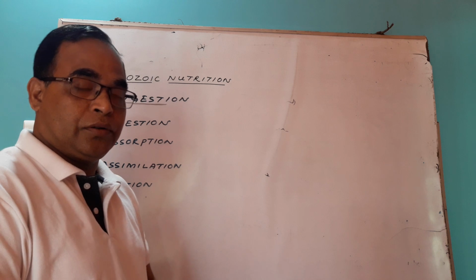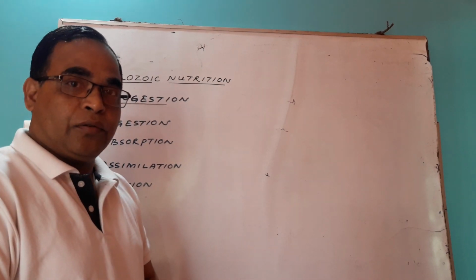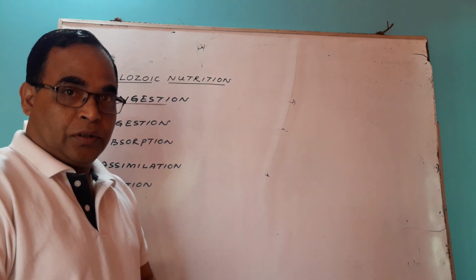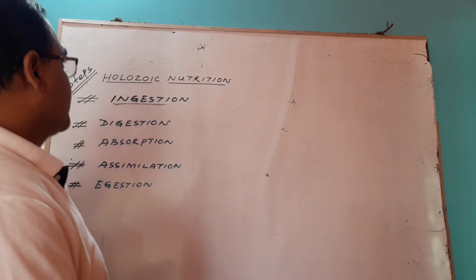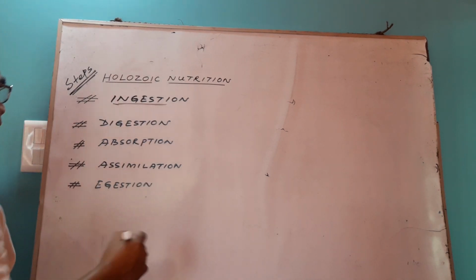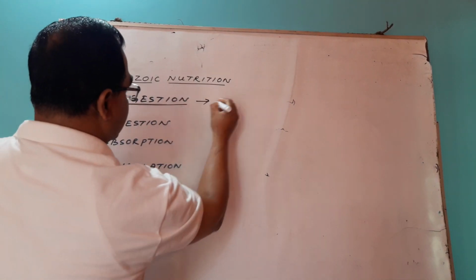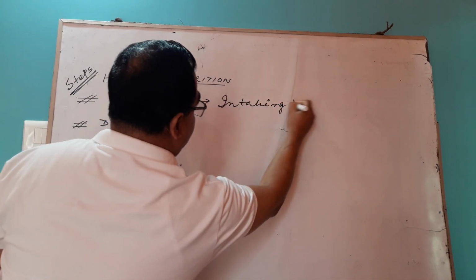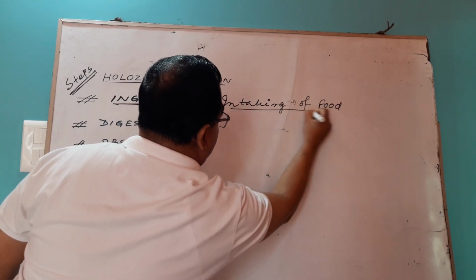We will discuss holozoic nutrition, where organisms like all animals, including human beings, obtain food in a complex form. There are different steps of holozoic nutrition, and today we are going to discuss them. The first step of holozoic nutrition is ingestion. Ingestion means intake of food. The process of intaking food is called ingestion.